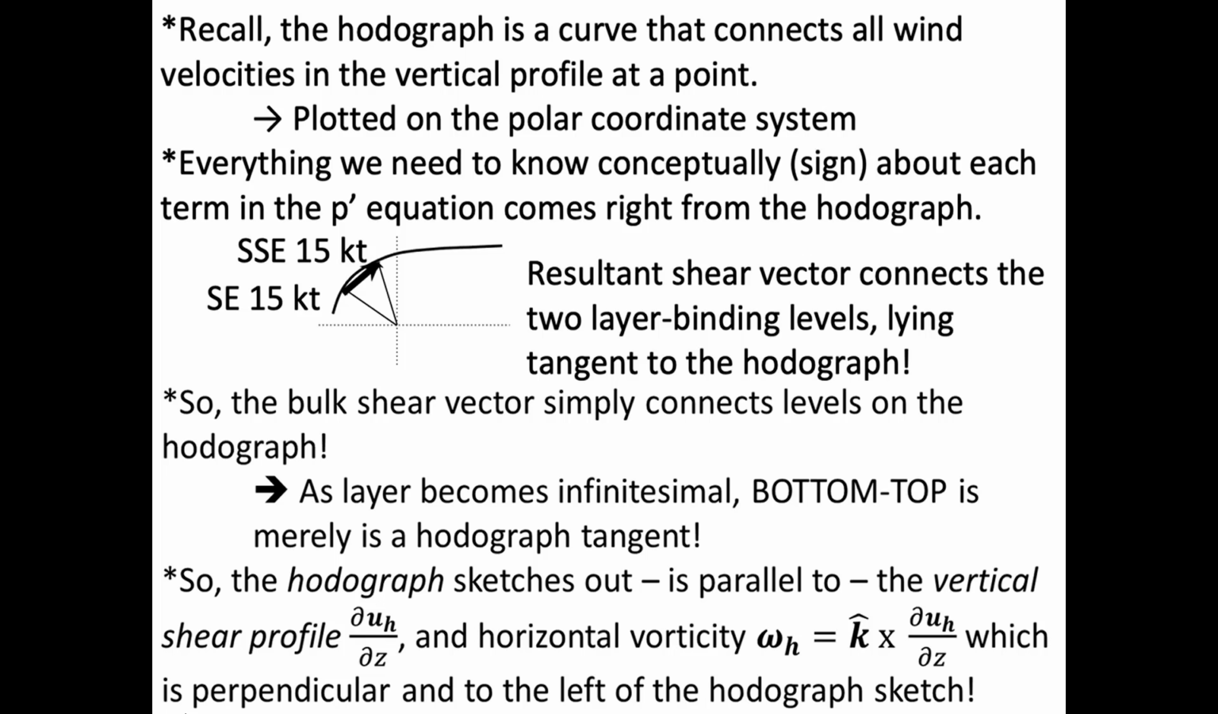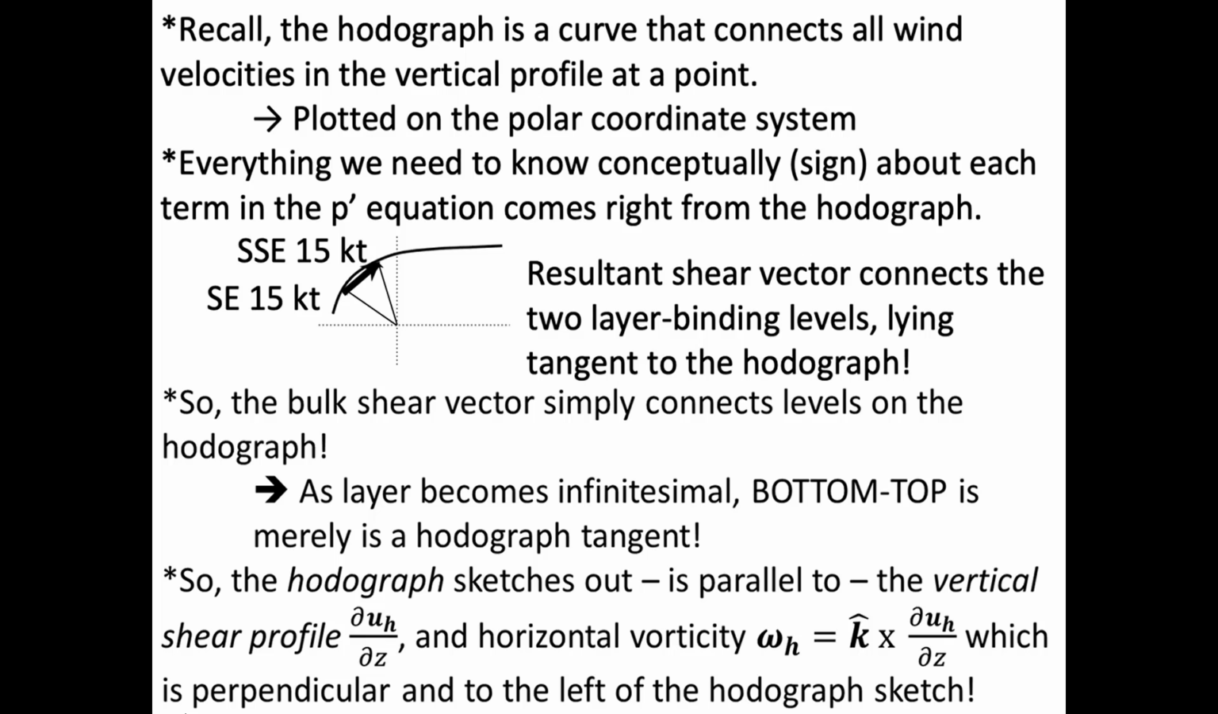So the hodograph merely maps out the vertical shear profile. Every single set of two points on the hodograph is connected to get the vertical shear of the horizontal wind, such that when we bring these displacements down to an infinitesimal distance, the hodograph merely represents the vertical shear profile, in addition to showing us a mapping of the wind profile, how it changes with increasing height above ground. That change corresponds to shear, and we also get the exact velocity data at each point above the ground. So everything we need to know conceptually in terms of signs, not the sign function, but each term in the perturbation pressure equation can come right from the hodograph.